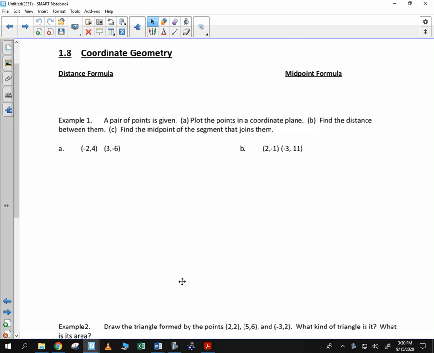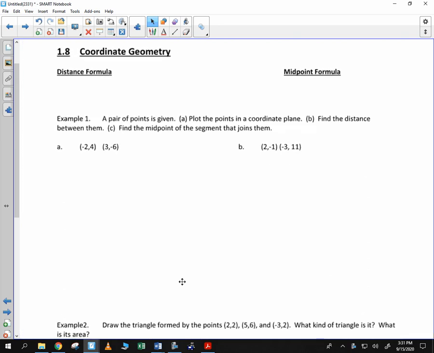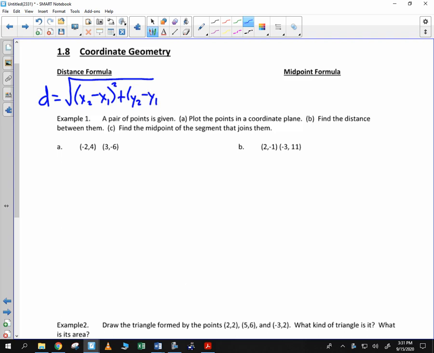Okay, college algebra, where you're going to do some coordinate geometry. Coordinate geometry is a focus on the coordinate plane, and different formulas are used. In this situation, the distance formula. The distance formula is the square root of x sub 2 minus x sub 1 squared plus y sub 2 minus y sub 1 squared.